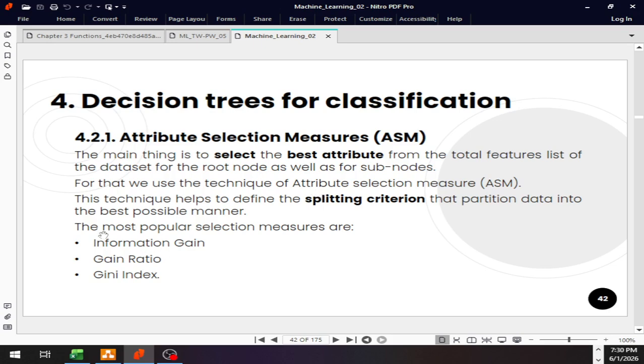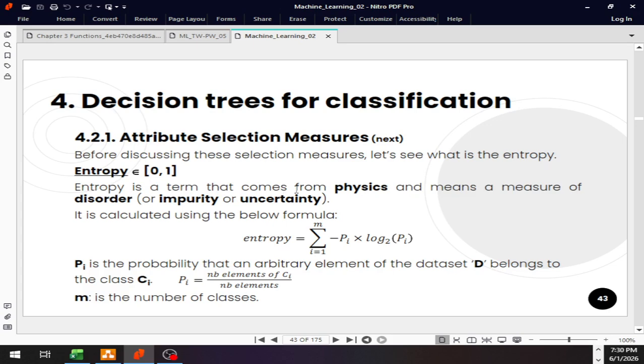for splitting? We have 3 ASMs: information gain, Gini index. By the way, Gini is an Italian scientist, I don't know what his first name was, and gain ratio. You see here it's information gain and this is gain ratio. These two are related and this one is more specific. Well, as I said, I'm not going to get into all the details, but some key information. So here it's all based on entropy. Information gain and gain ratio are based on entropy.